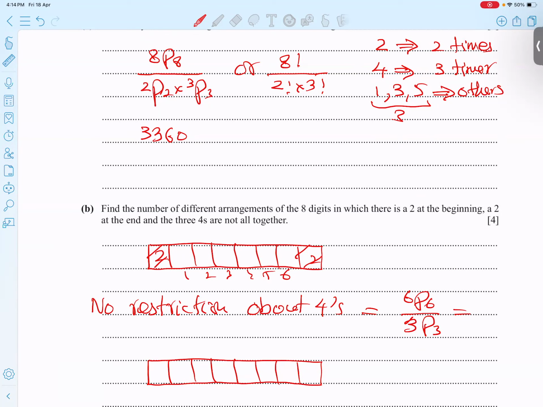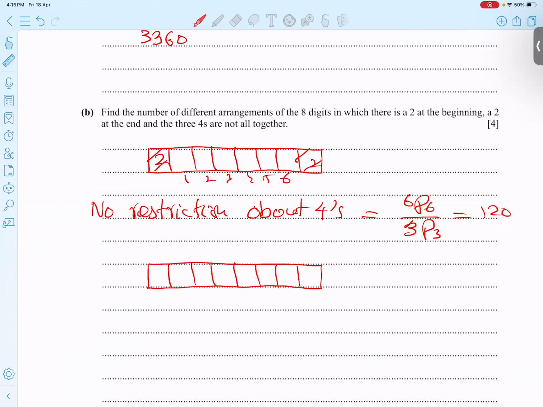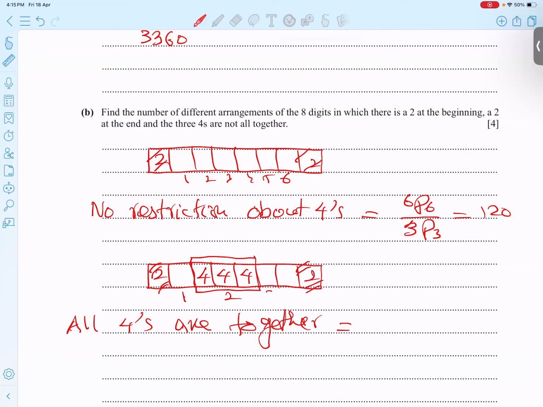Or we can say 6p6 and divided by 3p3. And I'm getting 120. So this is total options, okay? And now if I say, and I talk about, let's see the options we have. So I plan that if all fours are together, 4, 4, 4, I count them together. So all fours are together. Okay, if all fours together, 1, 2, 3, 4.